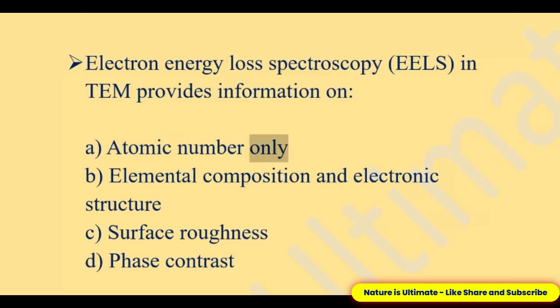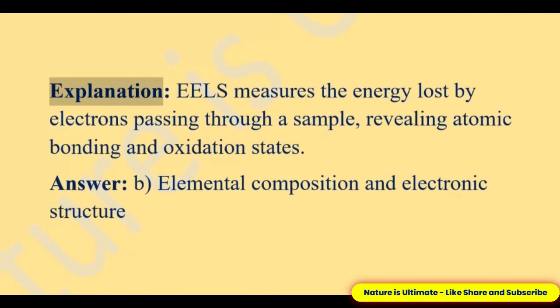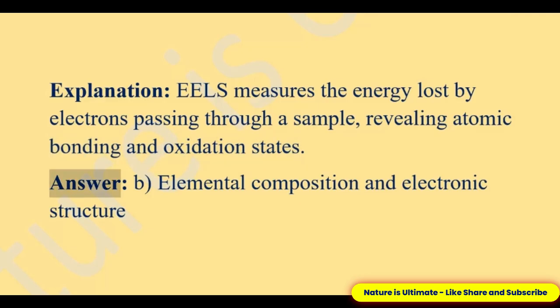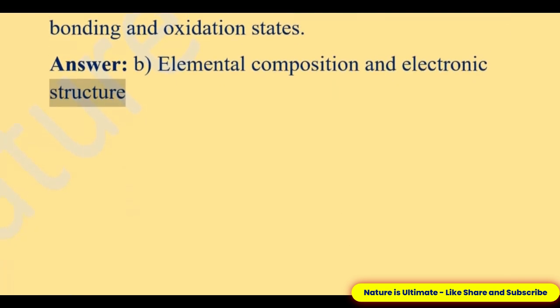Electron energy loss spectroscopy, EELS, in TEM provides information on: A. Atomic number only. B. Elemental composition and electronic structure. C. Surface roughness. D. Phase contrast. Explanation: EELS measures the energy lost by electrons passing through a sample, revealing atomic bonding and oxidation states. Answer: B. Elemental composition and electronic structure.